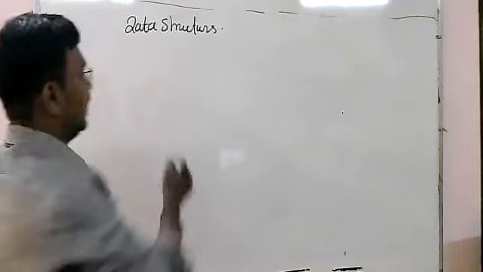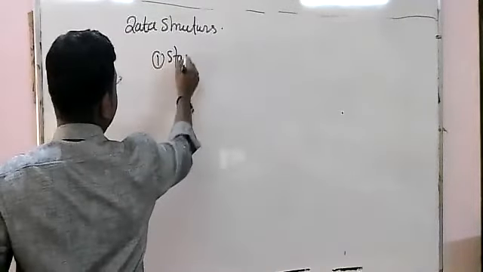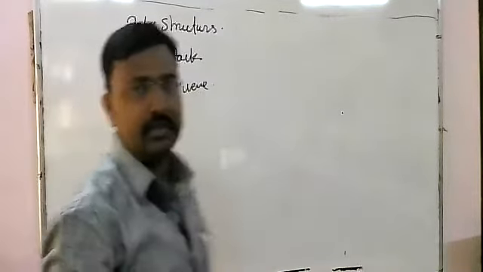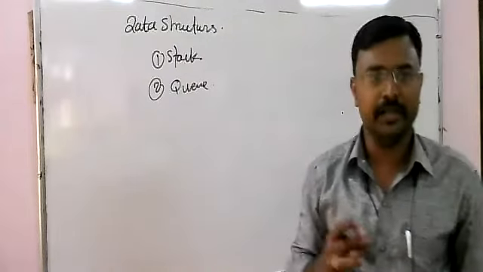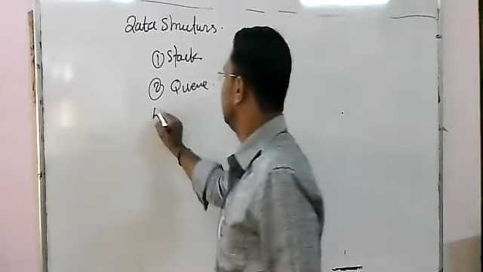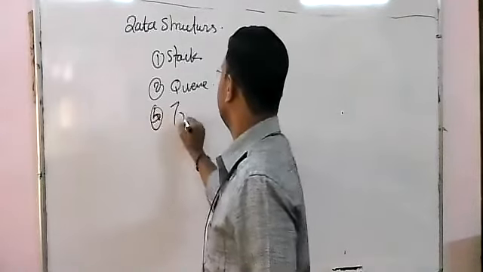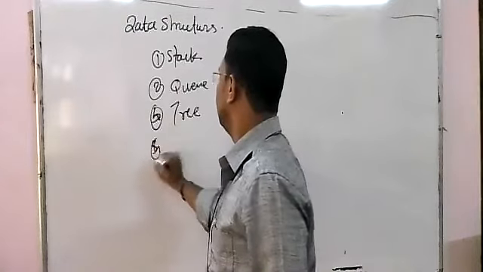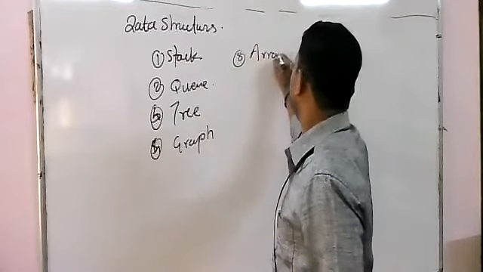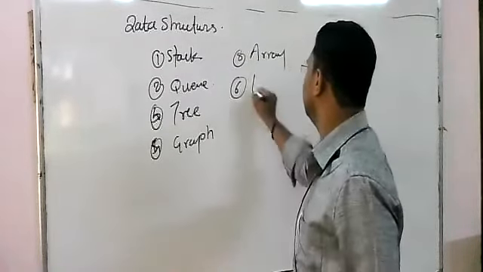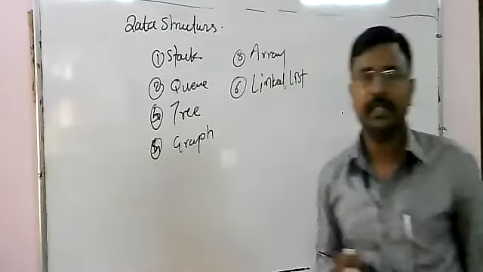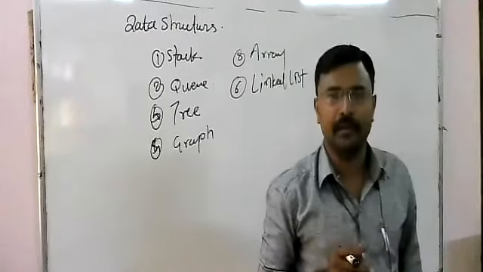First data structure you have studied is a stack. Second, queue. Then third one is a linked list. Then fourth one, tree, graph. All these are data structures. Then the fifth one, array. Array is also one of the data structures. And the sixth one is a linked list. So these are some of the data structures that are available, right?